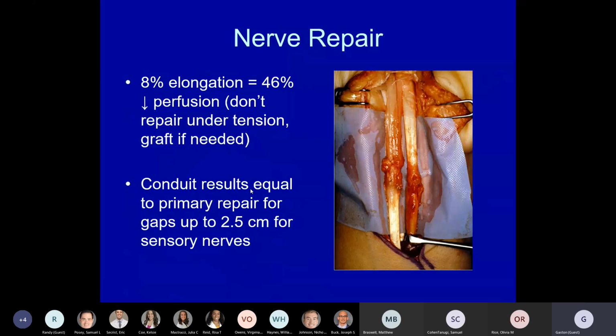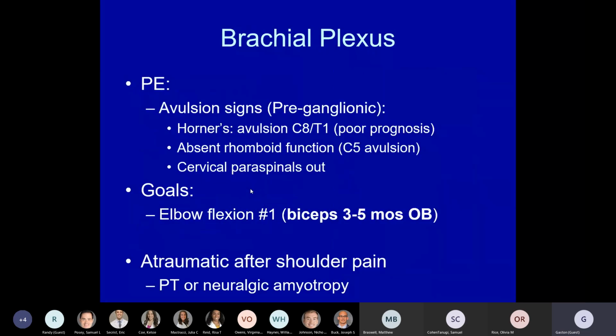Nerve repair. Elongation is bad. An 8% elongation results in a 46% decrease in perfusion of that nerve. So, i.e., don't repair nerves under tension if that's a choice on OITE. Conduits for nerve repairs. What you're looking for on OITE is less than 2.5 centimeters. So if they give you a nerve gap that's less than 2.5 centimeters, then conduits can have an equal result to using nerve allograft or autograft. So 2.5 centimeters is the number.